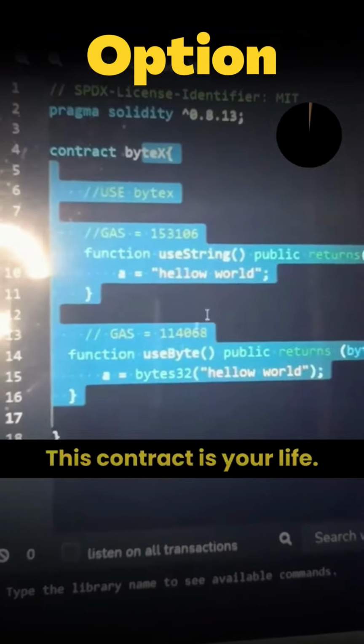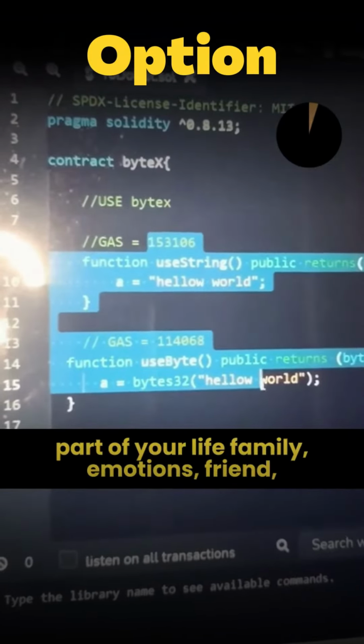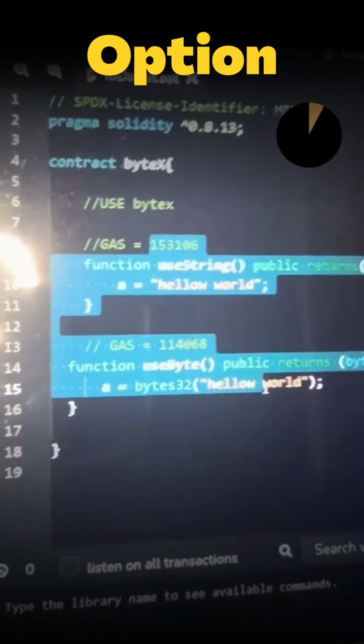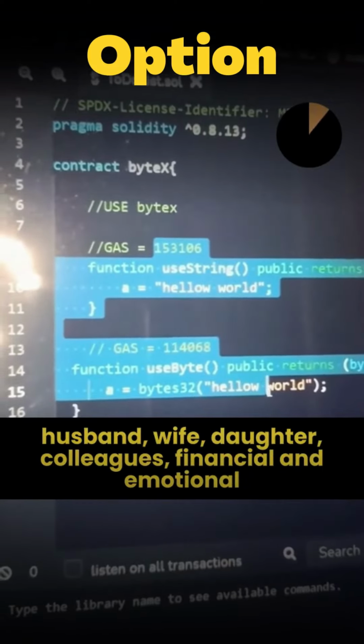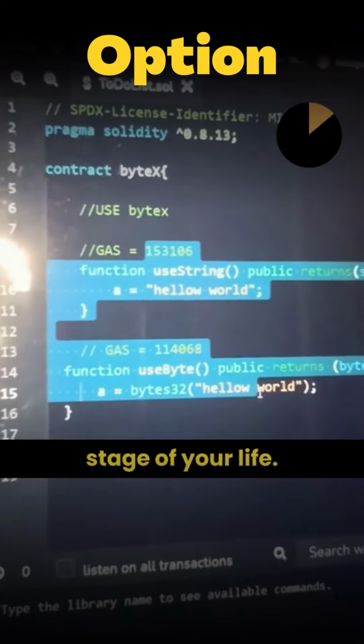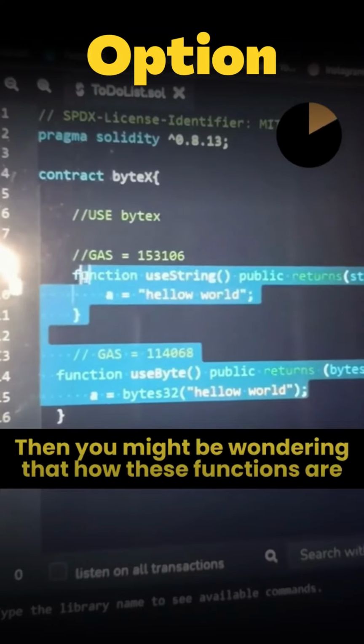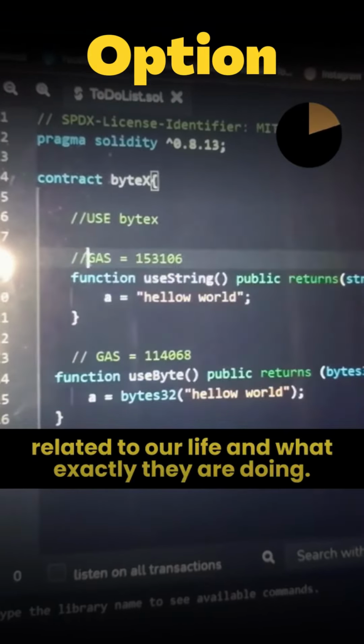This contract is your life. These two functions represent all the important parts of your life: family, emotions, friends, husband, wife, daughter, colleagues, and the financial and emotional stage of your life. Then you might be wondering how these functions are related to our life and what exactly they are doing.